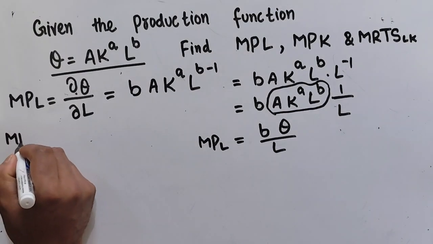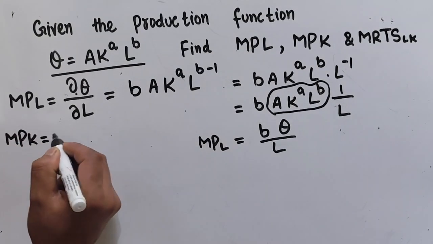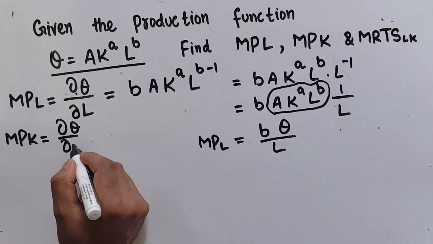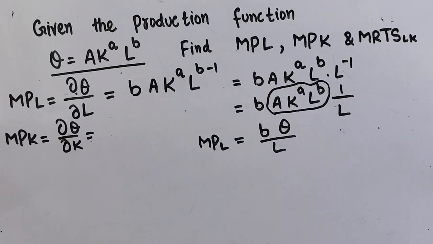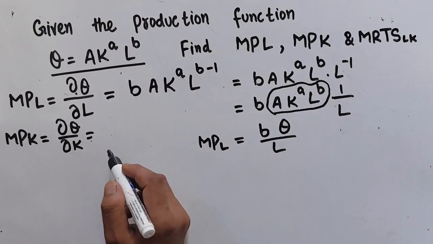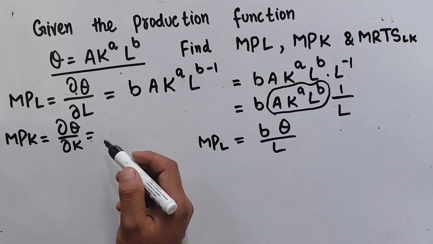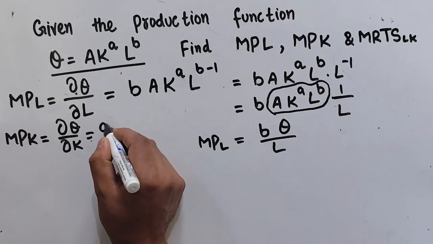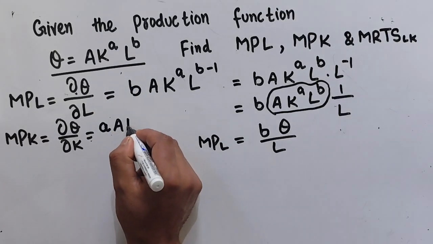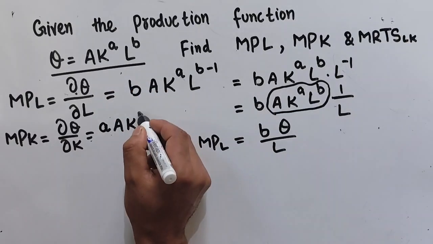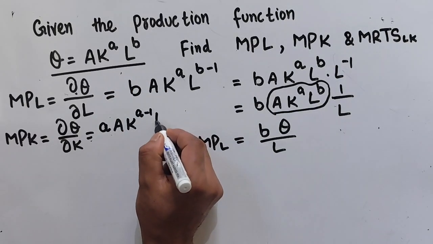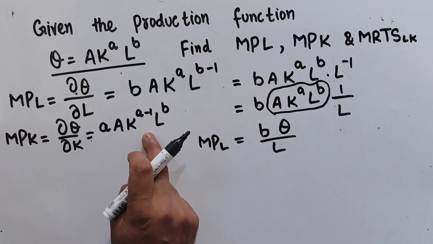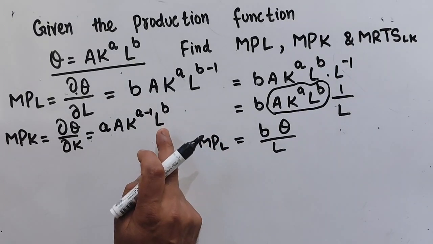Likewise, the marginal product of capital will be the derivative of the production function with respect to capital. That is the change in the output due to the change in the units of capital employed. So this time we take the derivative with respect to K. The exponent of K becomes the coefficient, so we have a times A, K to the power a minus 1, that is, the exponent gets subtracted by 1, and L to the power b will remain the same because we are taking the derivative with respect to K.